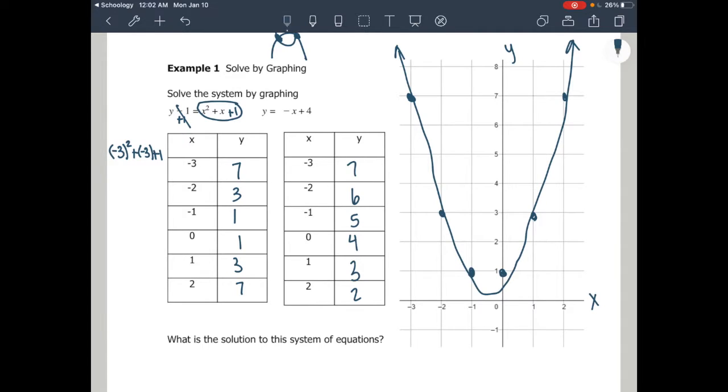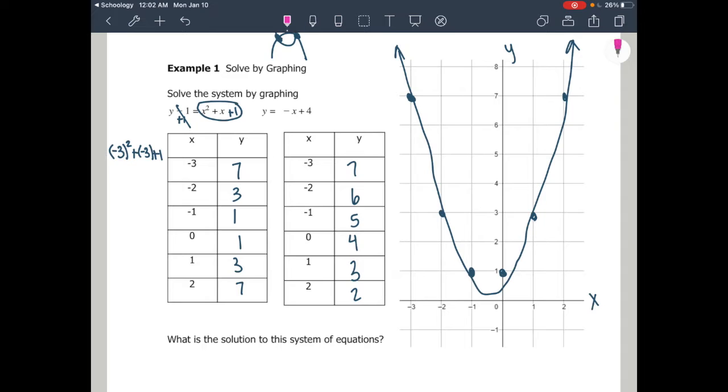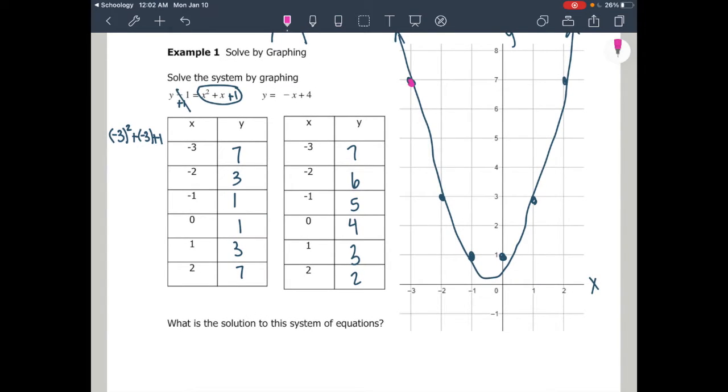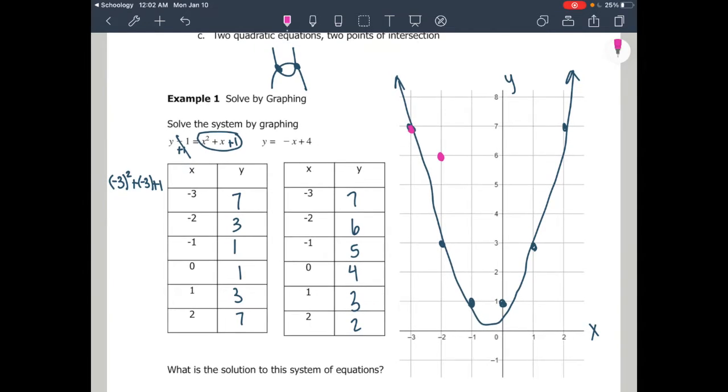And then I'm going to use a different color for the other equation. So now I need to do -3, 7. That's actually the same point there. -2, 6, -1, 5, 0, 4, 1, 3, that's another one of my points, and 2, 2. And then I'm going to draw my line.